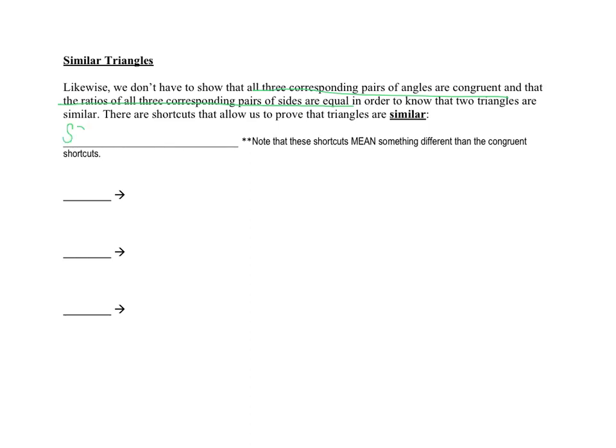We have side, side, side. We have side, angle, side, and we have angle, angle. So there's just three. Let's talk about that last one just for a quick second. Angle, angle. We know that if the angles of one triangle are congruent to the angles in another triangle, those triangles are going to be similar. And we only have to show two angles because of the third angle conjecture.